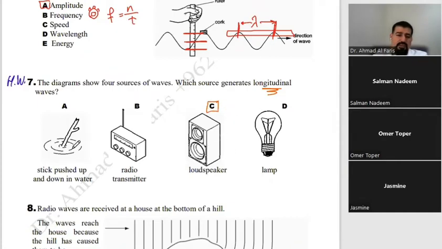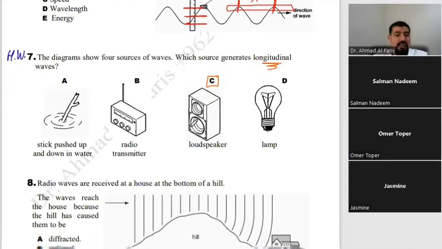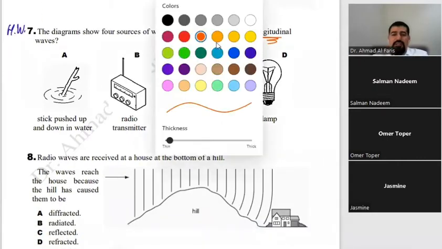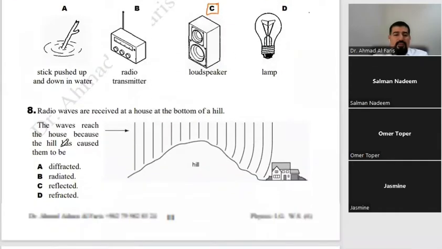The loudspeaker is longitudinal, because this is water waves and it's transverse. The radio transmitter sends radio waves, and the lamp sends light. So light, radio waves, and water waves are transverse. Only the loudspeaker produces sound, which is a longitudinal wave. Yes, thank you. Correct.